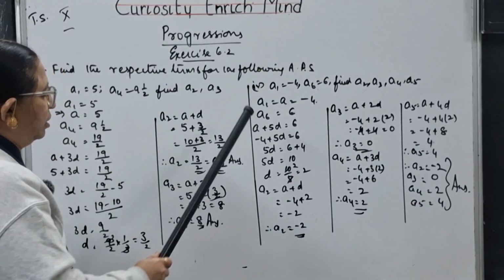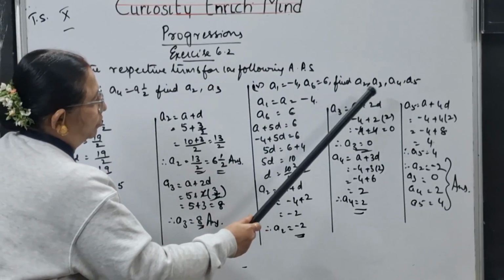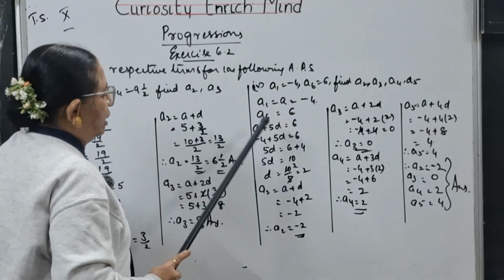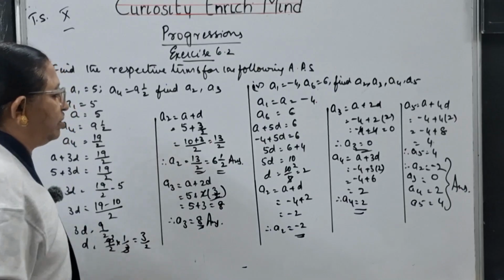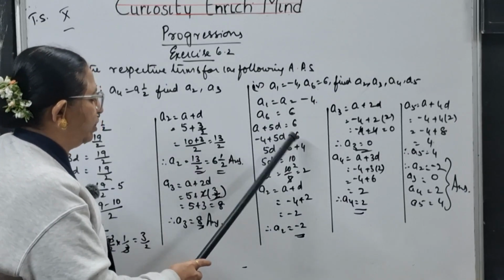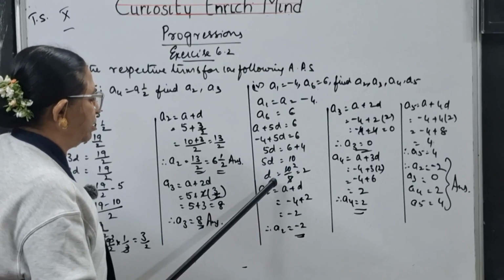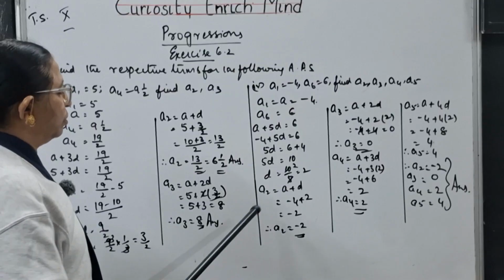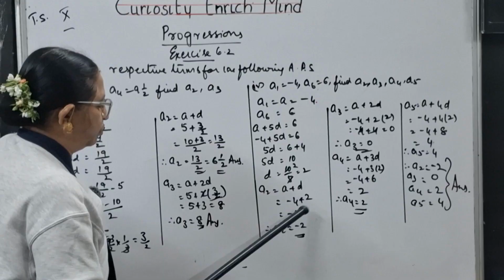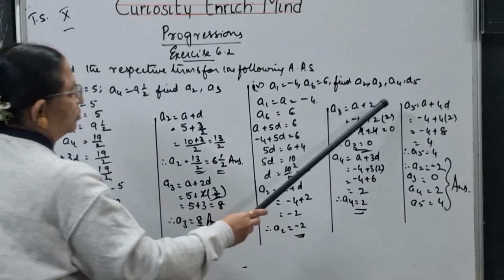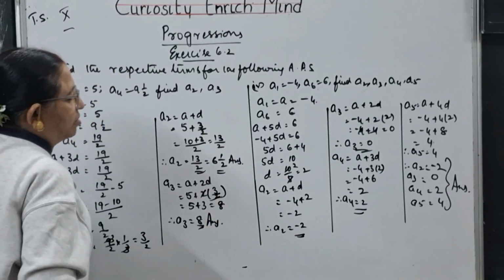And in the fourth bit, A1 is given as minus 4, A6 is given as 6. You have to find A2, A3, A4, A5. So A1 means A we have got. For A6, they have given A plus 5D as 6. That is A is minus 4 plus 5D is 6. 5D is 6 minus 4, which becomes plus 4. So 5D is 10 means D is 10 by 5, that is 2. So we want A2. A2 is A plus D. A is minus 4. Minus 4 plus 2, that is minus 2. A3, A plus 2D. That is A is minus 4 plus 2 into 2. Minus 4 plus 4, that is 0.